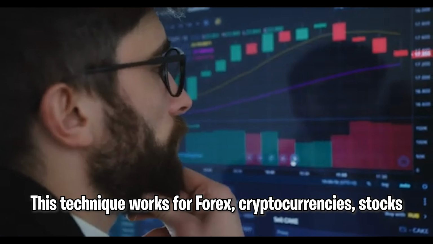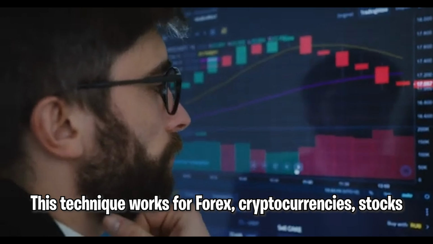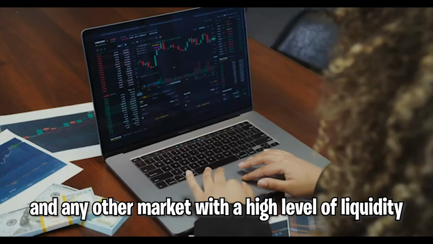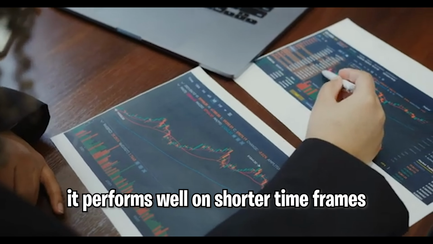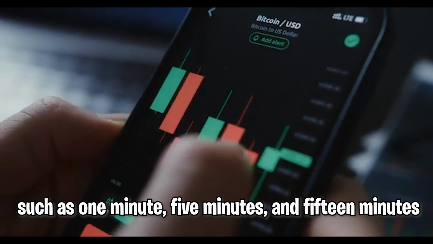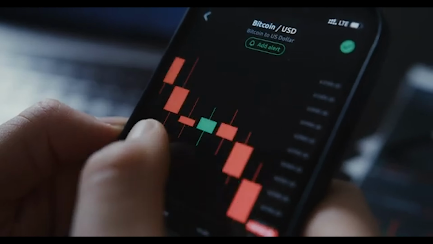This technique works for Forex, cryptocurrencies, stocks, and any other market with a high level of liquidity. It performs well on shorter time frames such as 1 minute, 5 minutes, and 15 minutes.